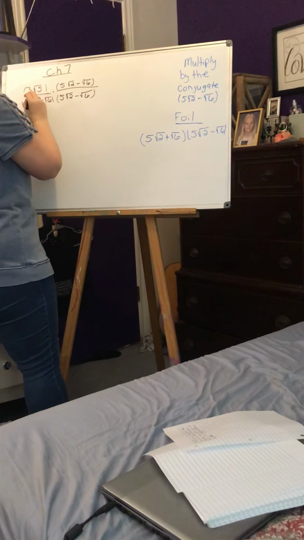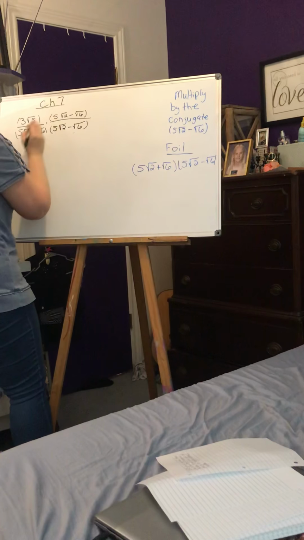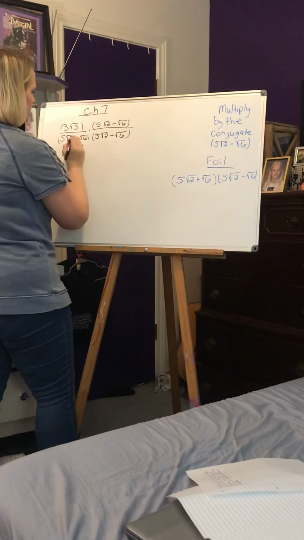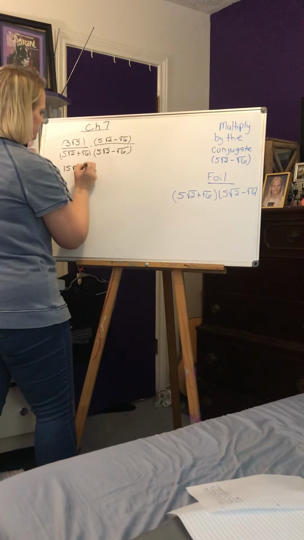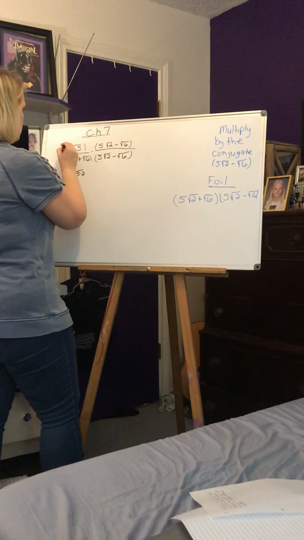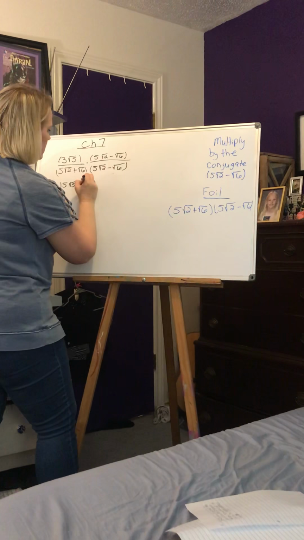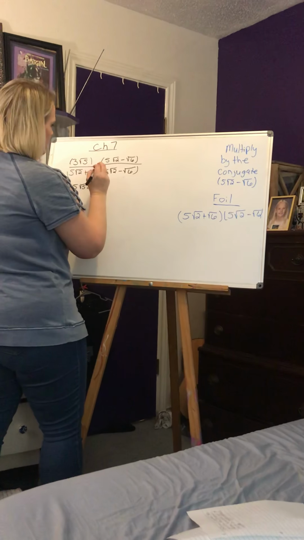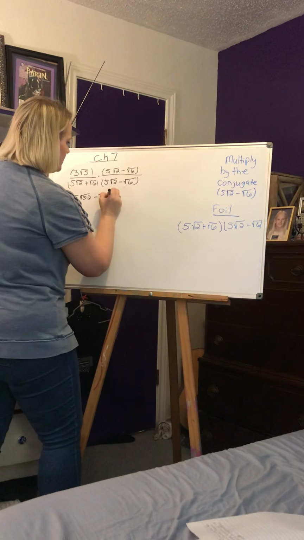Okay, so we're going to multiply 3√5 by 5√2. So 3 times 5 is 15, and √5 times √2 is √(5 times 2). And 3 times negative 1 would be negative 3, and then √5 times √6 would be √(5 times 6).